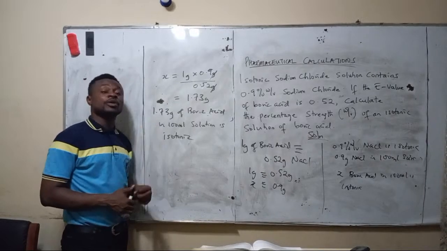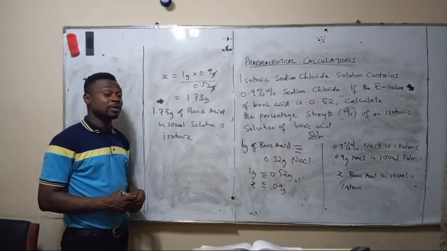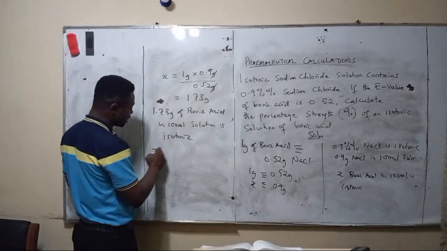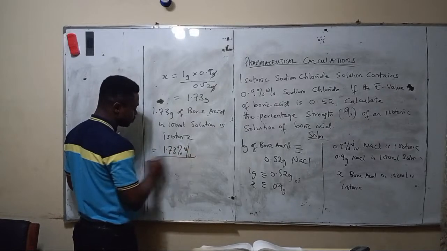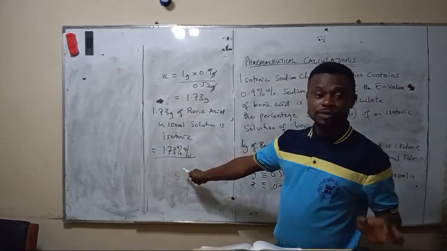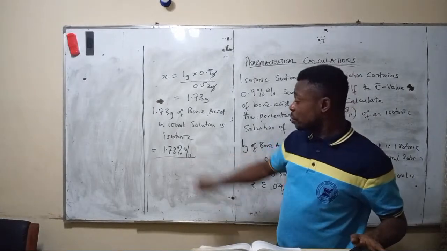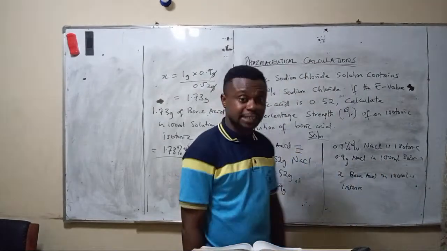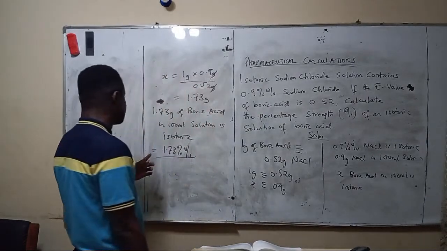So to move this 1.73 gram in 100 ml into percentage form, you get 1.73% weight in volume, because it's in 100. So a solution of boric acid that has a concentration of 1.73% weight in volume is isotonic. That's the meaning. So the answer is what? 1.73% weight in volume.